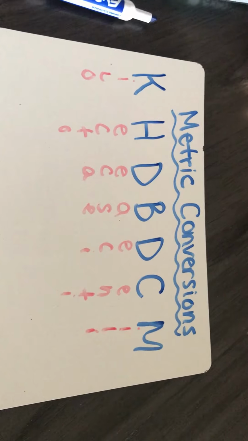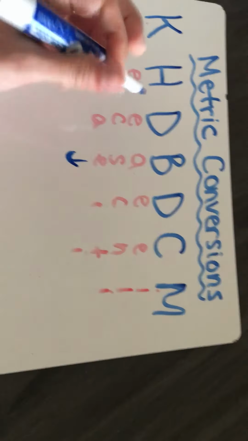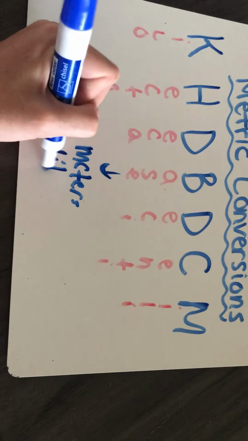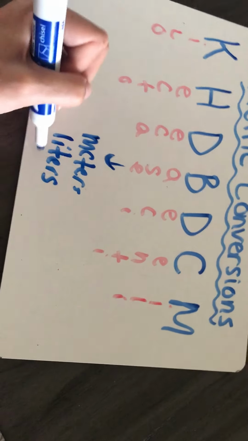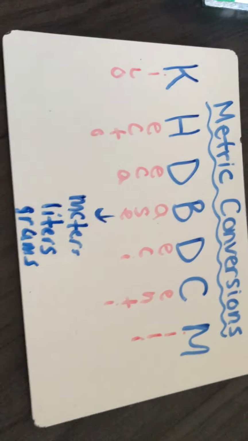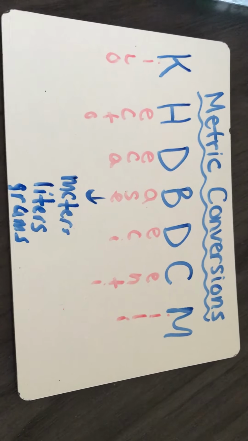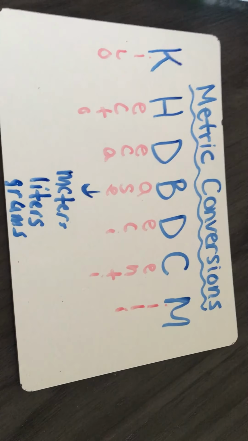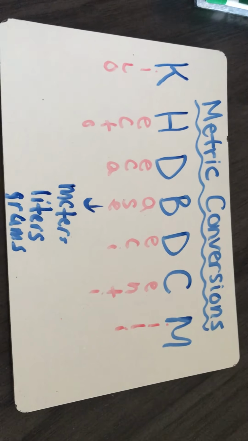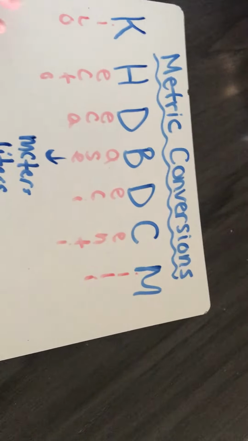Our base units could be anything, that is meters, liters, or grams. Remember, meters measure distance, liters measure capacity or liquid, and grams measure weight. Okay, so we're going to take a look at a couple practice problems together. We're going to use this to help us solve them, hopefully as a reminder for you guys.